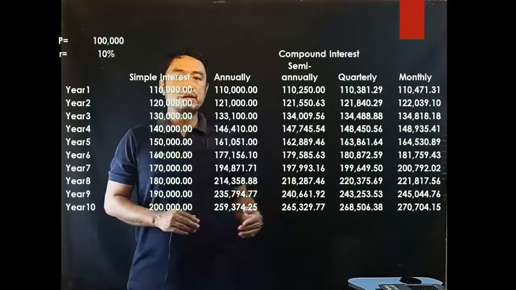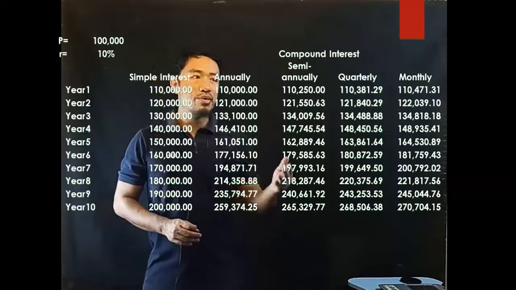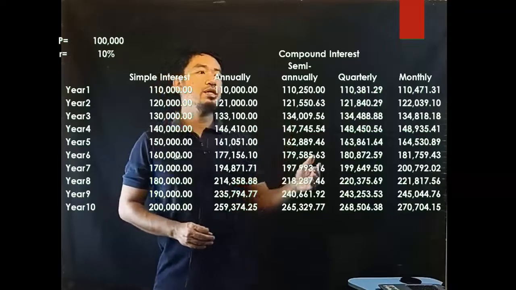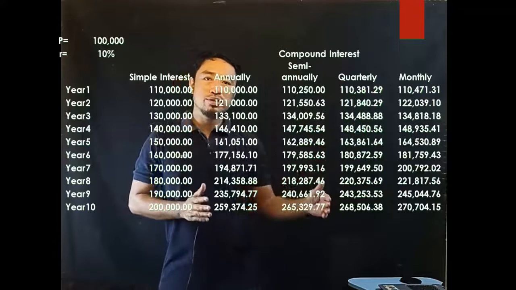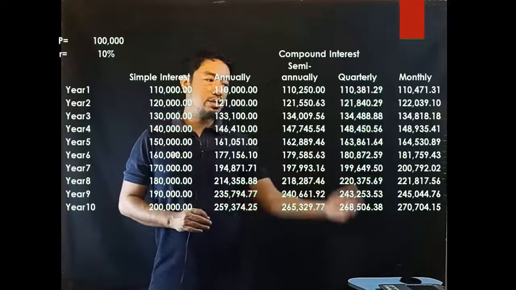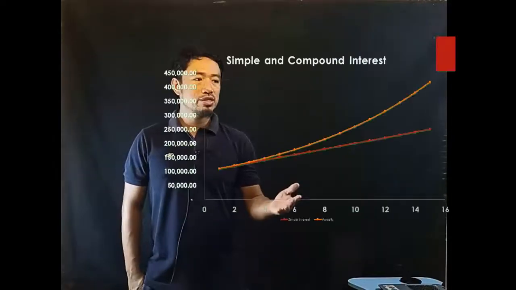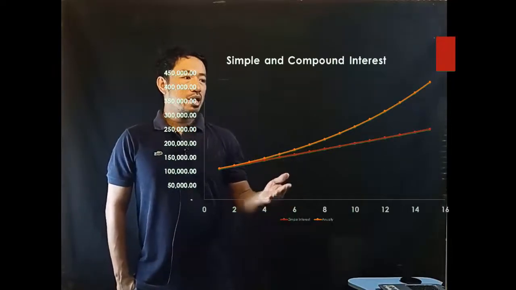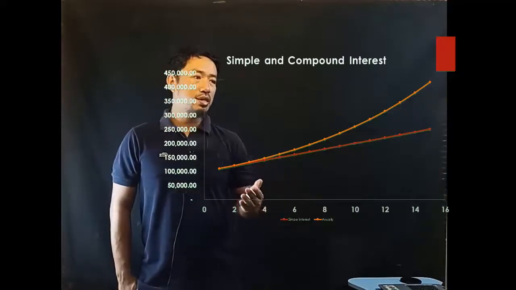And aside from increasing the number of years, we can also increase the number of compounding periods within a year, such as compounded semi-annually, compounded quarterly, and compounded monthly. So the more compounding periods would give more compound interest, as you can see on the last periods of this table. And on this figure, you can see the behavior of simple interest and compound interest graphically.